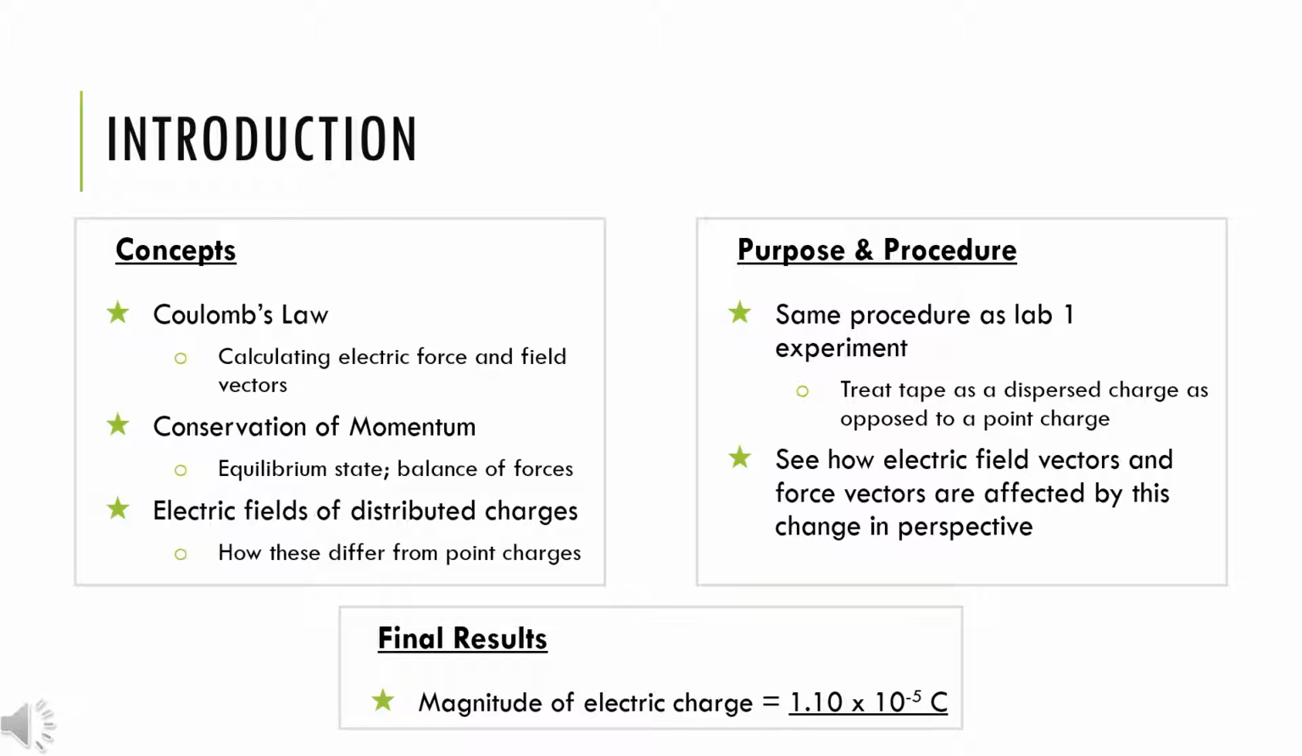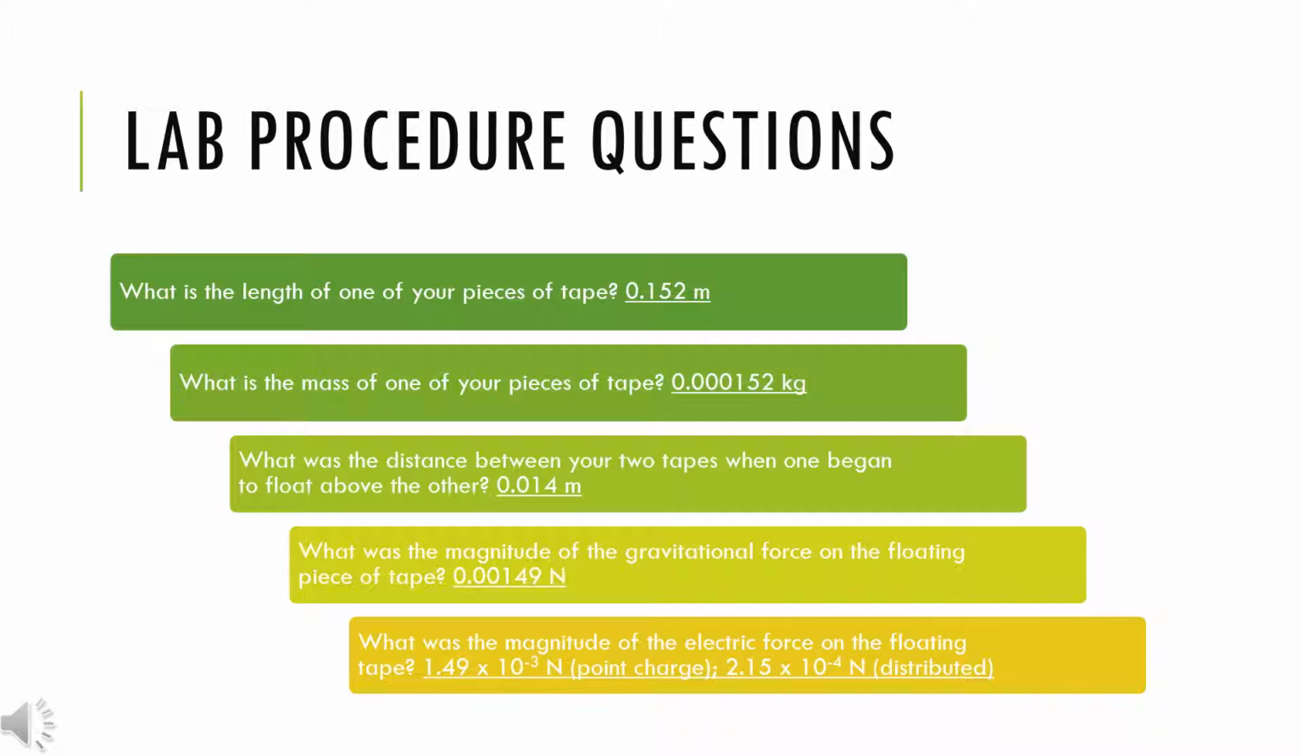The procedure of this lab was the same as in Lab 1, except now we are treating the piece of tape as though it has a charge that is evenly distributed along its length. My final result is listed below. The lab procedure questions are all data and results taken from Lab 1.